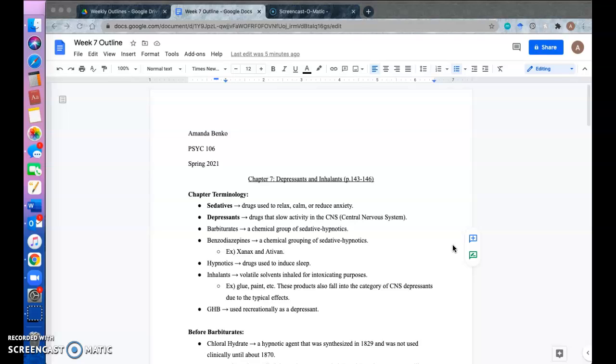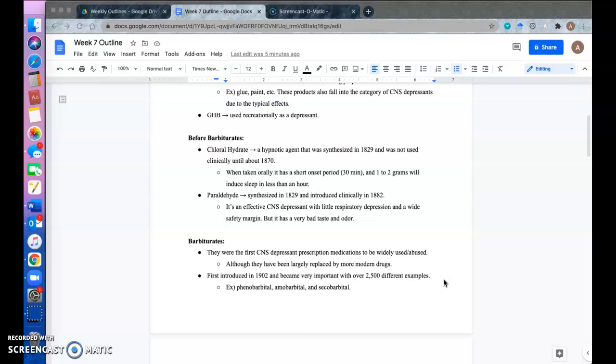Inhalants, which are volatile solvents inhaled for intoxicating purposes. Examples could be glue or paint, and these products also fall into the category of CNS depressants due to their typical effects. And then GHB, which is used recreationally as a depressant.